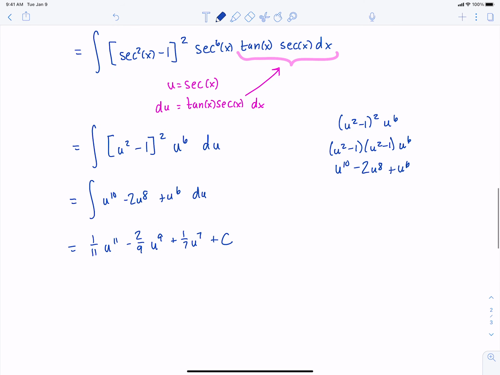And yeah, we get sort of these ugly coefficients, but that's okay. We just have to then go secant to the 11th of x over 11, minus 2 ninths secant to the 9th, plus 1/7 secant to the 7th of x, plus c. There, we made it.